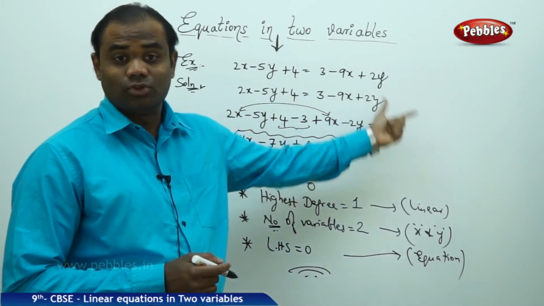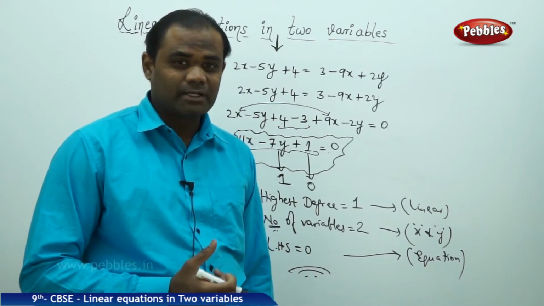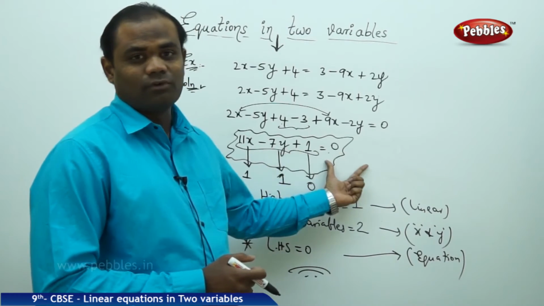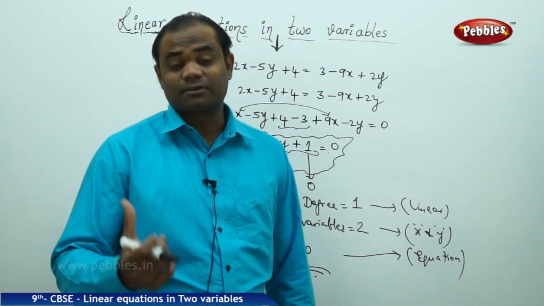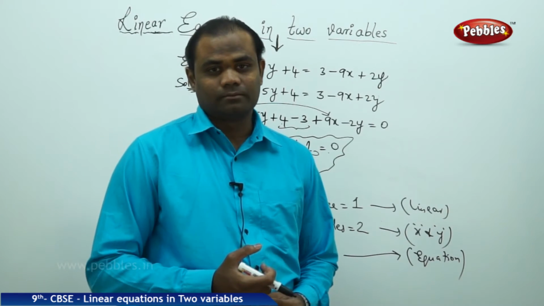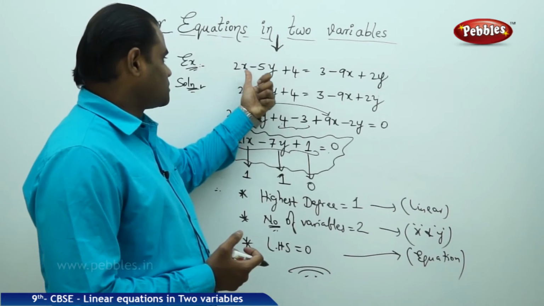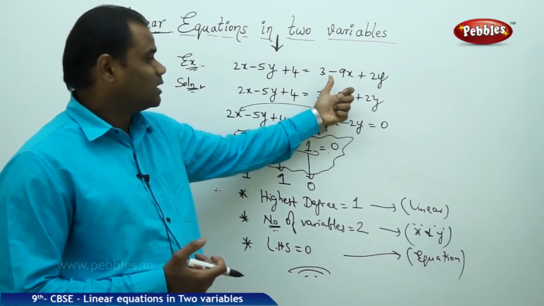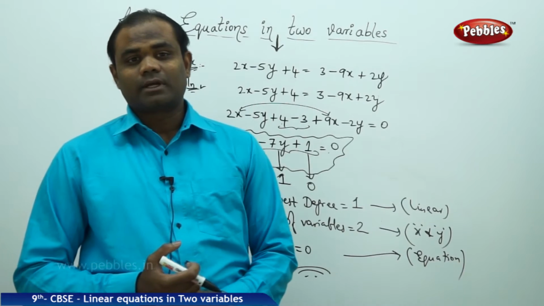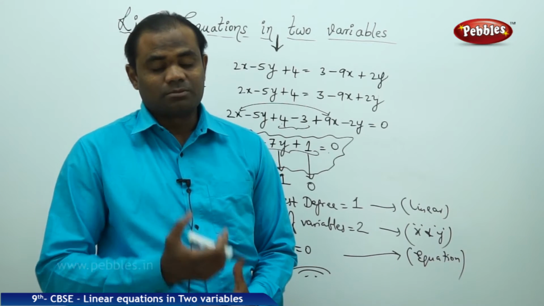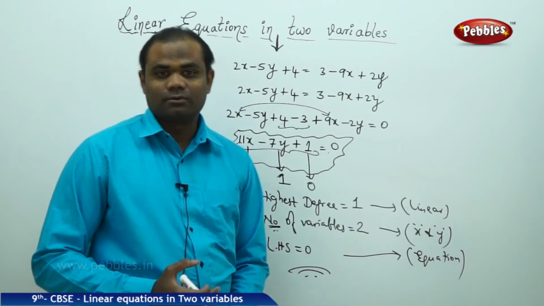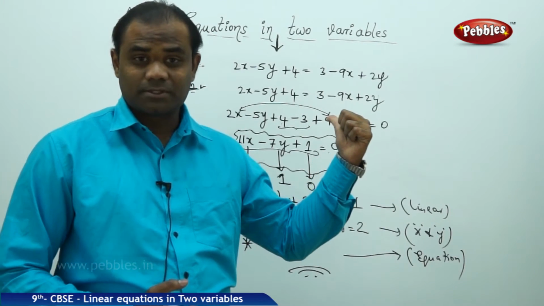Indirectly, the given problem, though not expressed with 0 on the right hand side, needs to be simplified until it reaches the complete simplified form and then equated to 0, and thus justifying whether the given example problem is a linear equation or not. This example problem, 2x minus 5y plus 4 equal to 3 minus 9x plus 2y, is a linear equation in two variables x and y. Its most simplified form being 11x minus 7y plus 1 equal to 0. Linear equation in two variables x and y.